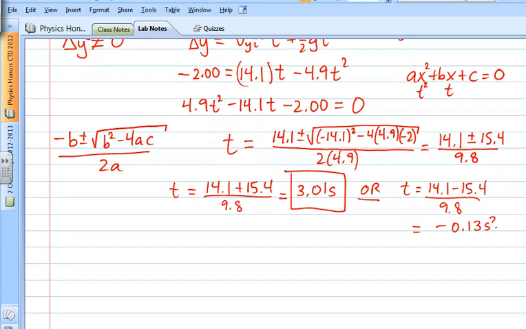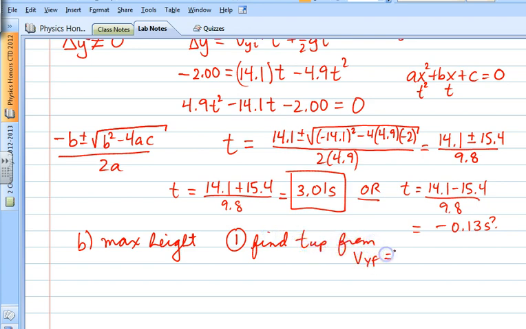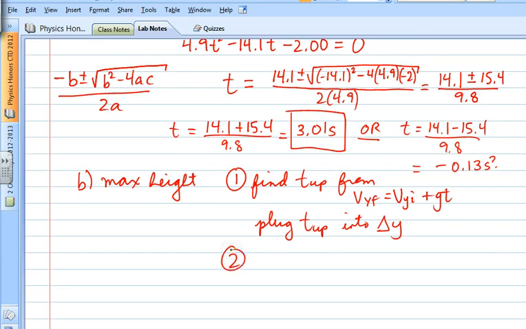That's the thing about the uneven projectile problems that's most tricky. For things like finding the max height, this is pretty straightforward. There's two ways to do it. I'm not going to write all this out, but one way is to find the time to go up from Vy final equals Vy initial plus GT, and then plug that time into the delta y equation. Or the other thing you could do is use the forgotten equation: Vy final squared equals Vy initial squared plus 2g delta y.